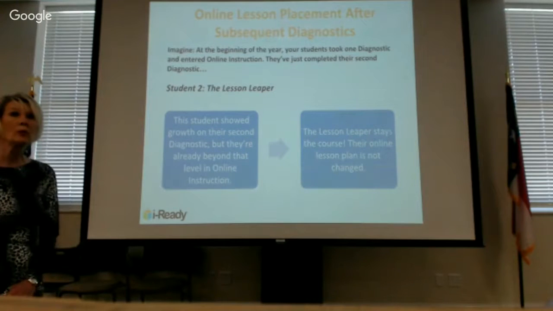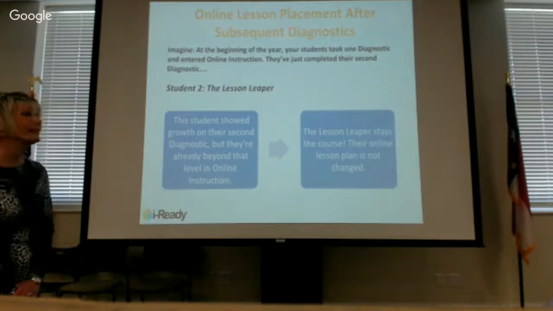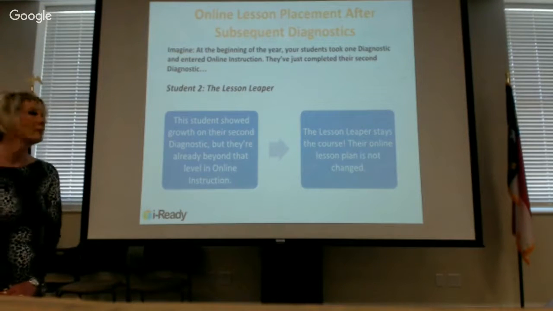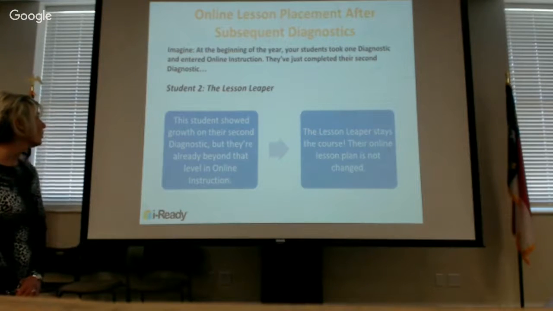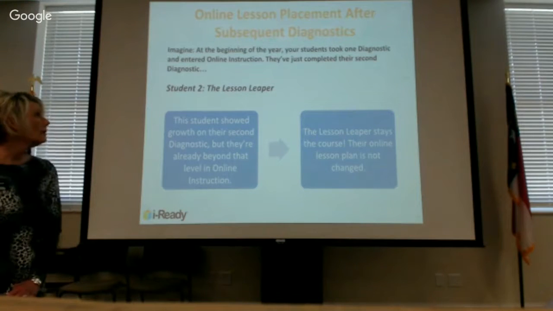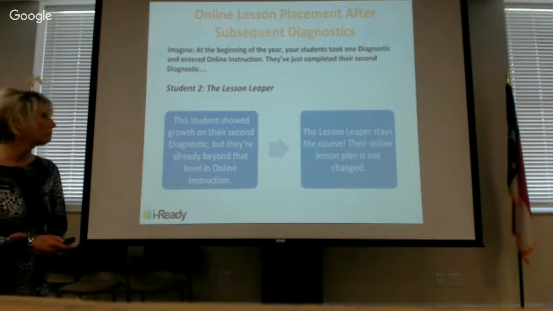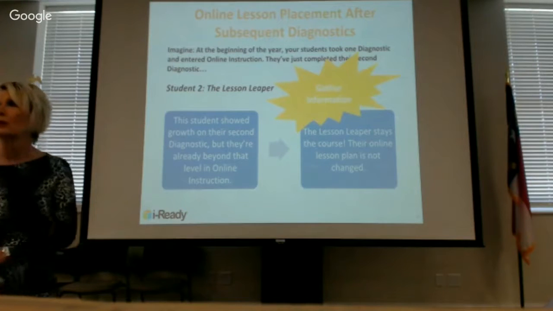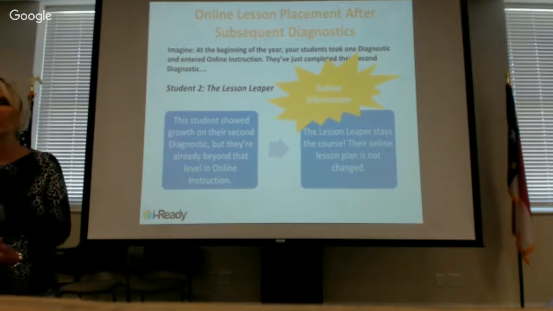Student number 2, the leaping lesson leaper. This student showed growth on their second diagnostic, but they're already beyond that level in online instruction. The lesson leaper stays the course. Their online lesson plan is not changed. So you can gather some information about that particular student.